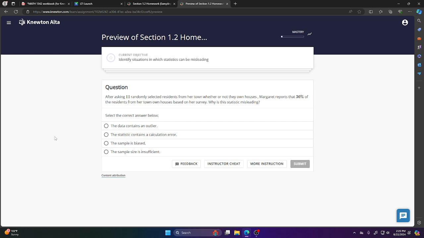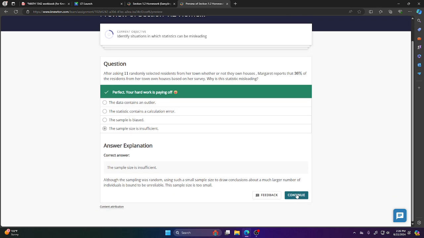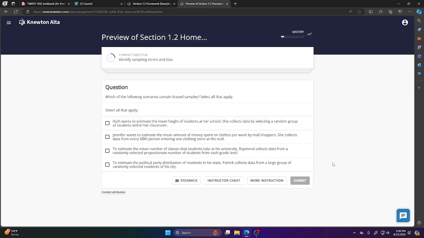Yeah, the sample size, only 11 people. Sample size not sufficient, for sure. Yep, we just talked about that. Okay, cool. Again, we're looking for bias. Sometimes they'll say "not bias." We got to watch out for that.